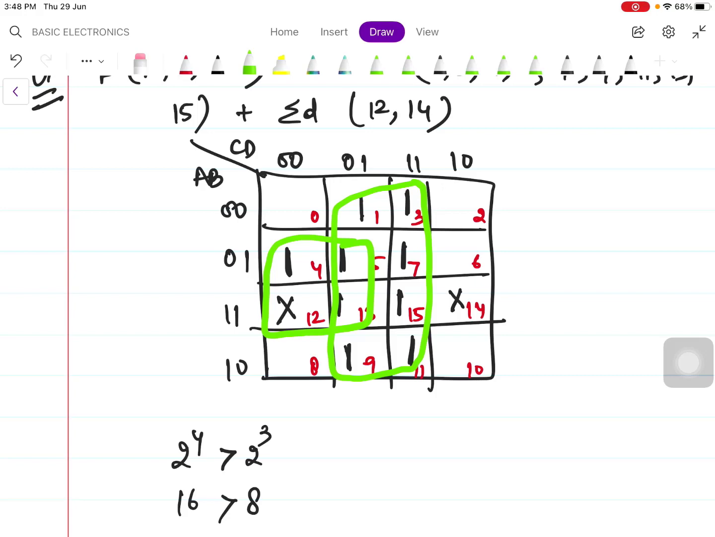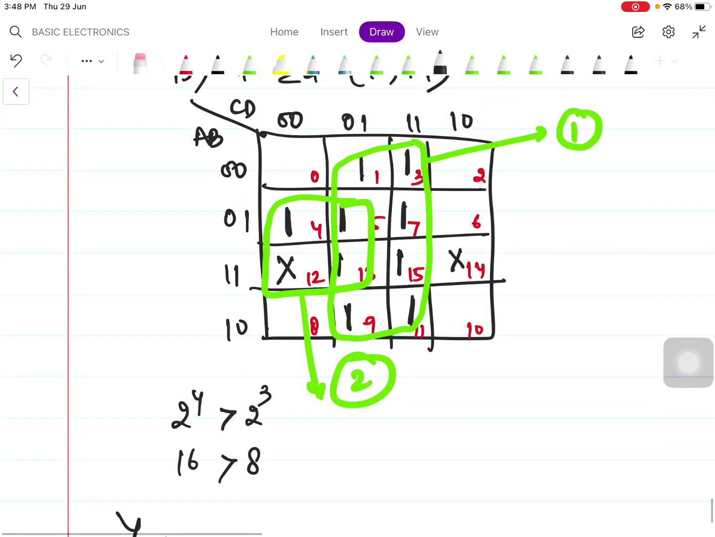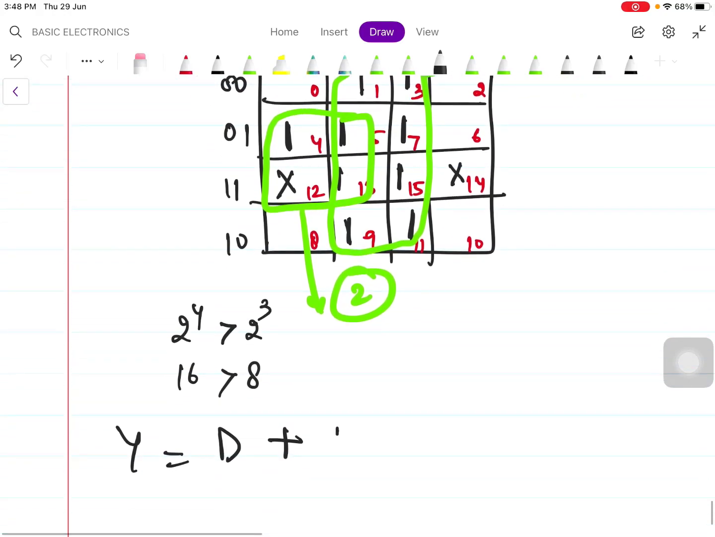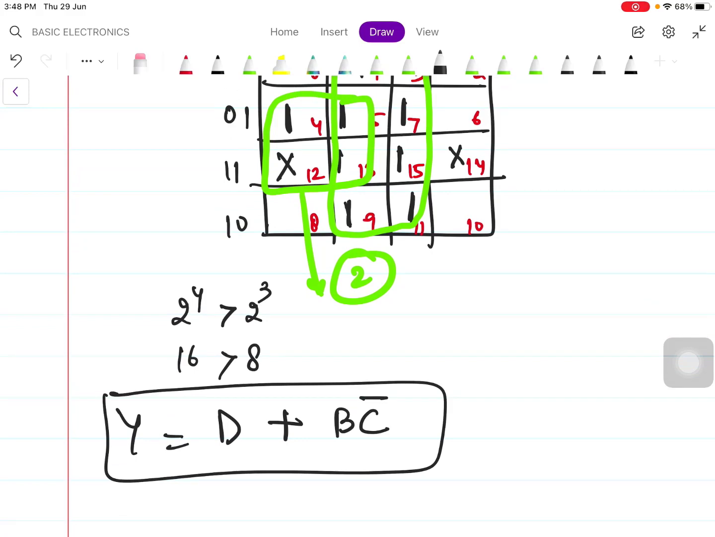So now we have two groups over here, group number 1 and group number 2. Let's write the answers for both of them. For the first group, from the AB side nothing will come, from the CD side D will come, and for the second group, from the AB side B will come, and from the CD side C bar will come. So this is the answer for this particular question. So this was the 4 variable K-map. I hope that you will be able to solve other questions from your book or somewhere else. So this is how 4 variable K-maps are solved.